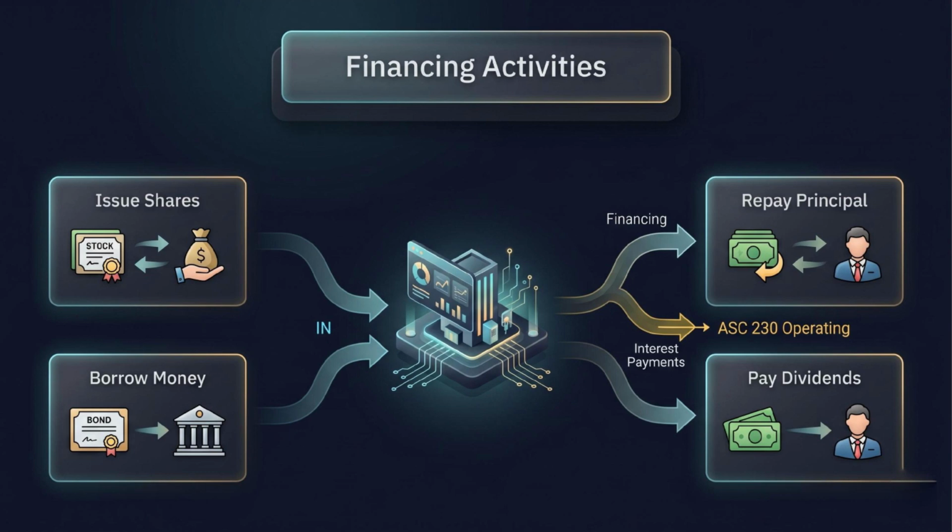The major trap is confusing debt principal with interest. Repayment of principal is financing because it returns borrowed capital to creditors. Interest paid is generally operating under US GAAP because it is treated as part of the cost of obtaining resources and is tied to income measurement. If principal and interest are mixed into one mental bucket, the cash flow statement becomes messy very quickly.